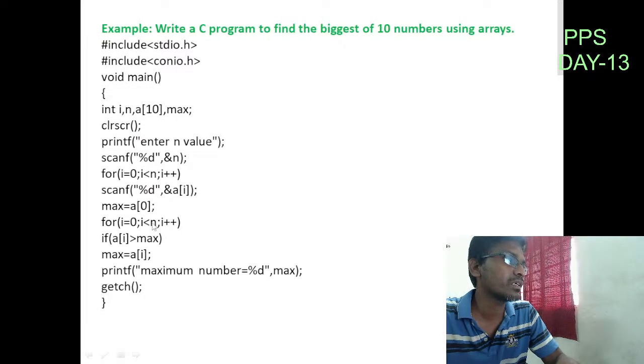And if you want to find the minimum number among 10 numbers, then you have to make small changes: a of i less than, and you can change the variable to minimum. So a of i less than minimum, then you will get the minimum number among 10 numbers.